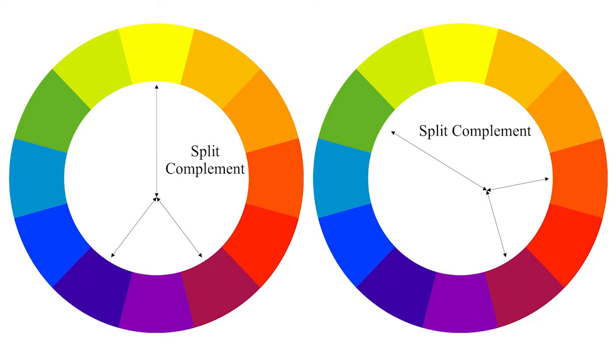Another effective color combination is the split complement. Choose a color from one side of the wheel, find its complement directly across the wheel, but use the colors on either side of the complement instead of the complement itself.